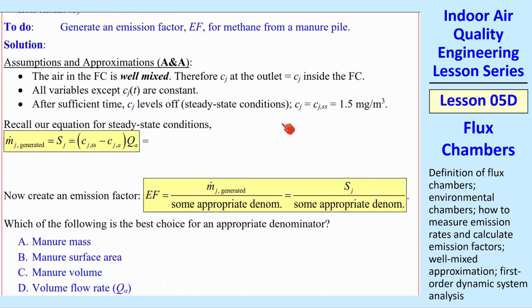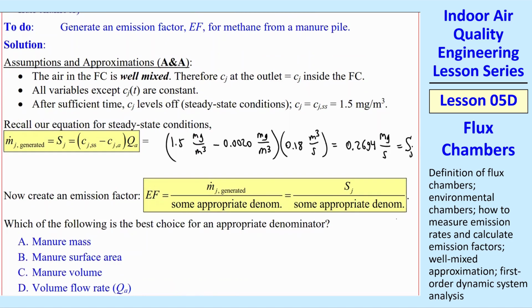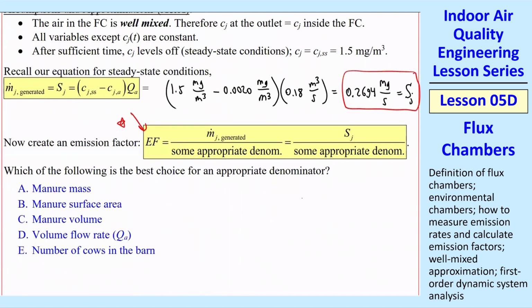And so it levels off, and we measure the CJSS, and now we can calculate the M dot generated, which is equal to SJ. And we gave this equation here before, so I just wrote it down. And let me plug in the numbers and get our intermediate answer. And I get my SJ is roughly 0.27 milligram per second. But this is an intermediate answer because what I really want is the emission factor, EF. And so I'm going to keep 4 digits there, even though that's not my final answer. It's not that accurate, but I don't want to lose round off.